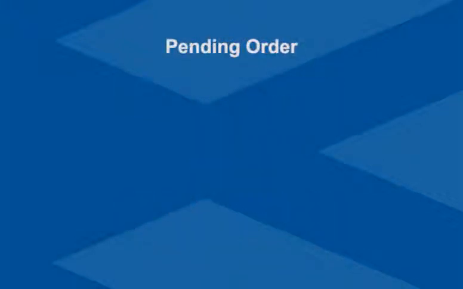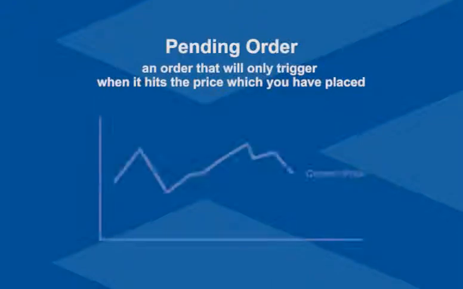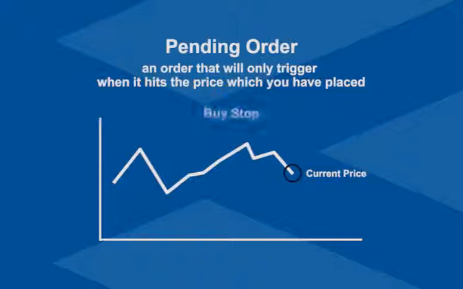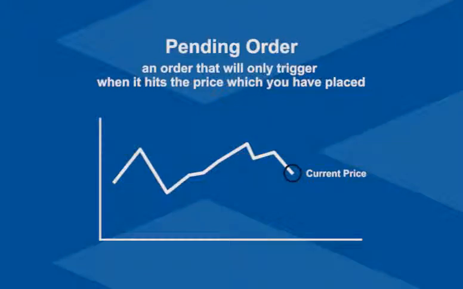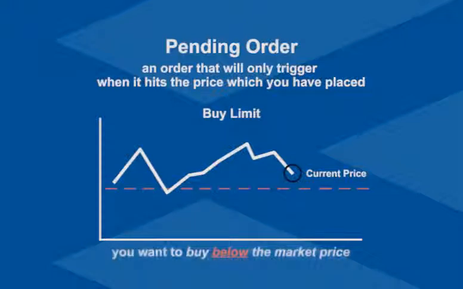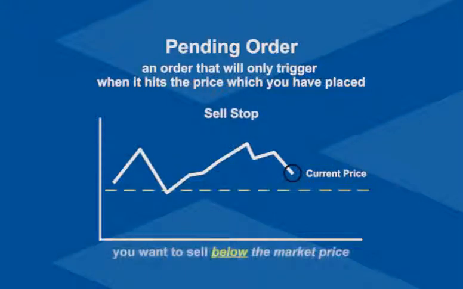The other is a pending order, an order that will only trigger when it hits the price which you have placed. There are basically 4 types of pending orders. Buy stop, for when you want to buy above the market price. You can set the order to trigger when the price reaches above the current market price. Buy limit, for when you want to buy below the market price. Sell limit, for when you want to sell above the market price. And the sell stop, for when you want to sell below the market price.